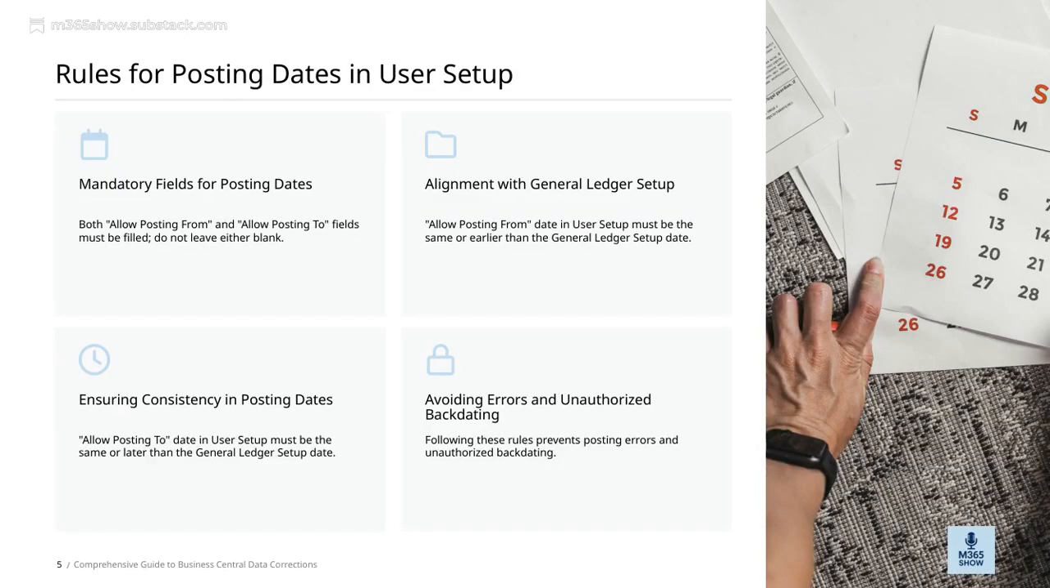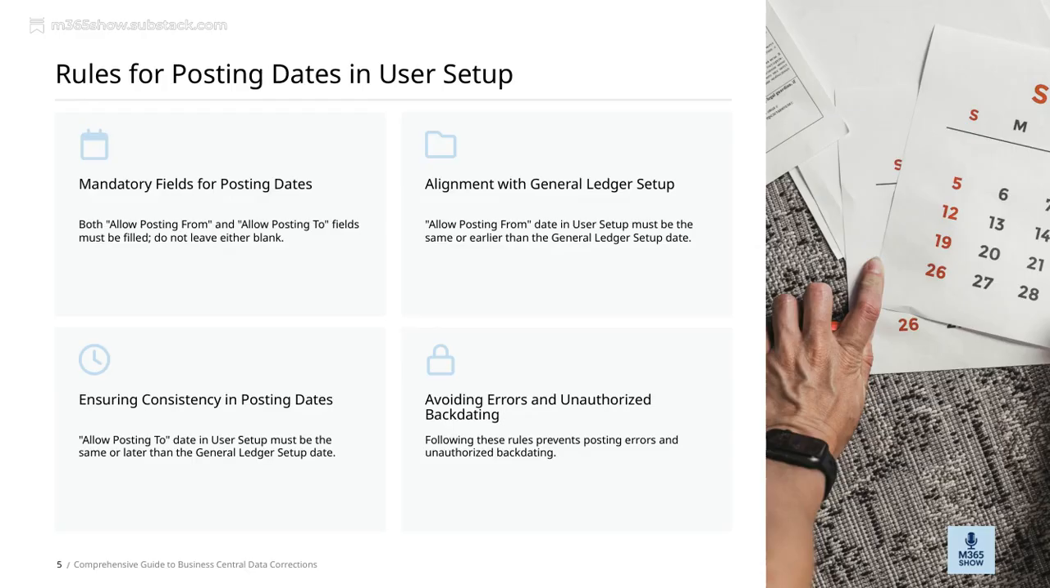Now, let's take a look at the rules for posting dates in user setup. This is a crucial part of ensuring data accuracy and security in Business Central. First, the allow posting to date in user setup must always be the same as or later than the date set in the general ledger setup. This helps prevent users from posting transactions to periods that are outside the approved range.